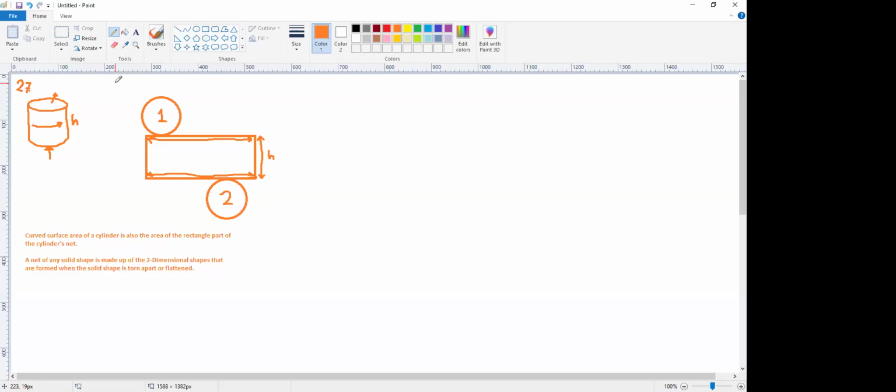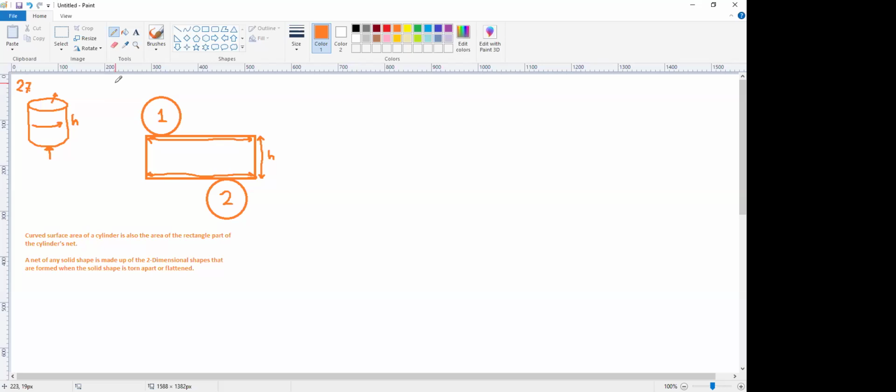All right. So let me explain the things I've not explained in the definitions I just gave you. I didn't tell you what a net is. So that's what I just gave you the definition of. A net of any solid shape is made up of the two-dimensional shapes. Two-dimensional just means flat, something that is flat. You can represent it on your piece of paper or anything that is flat. It only has two dimensions. It's made up of the two-dimensional shapes that are formed when the solid shape is torn apart or flattened.